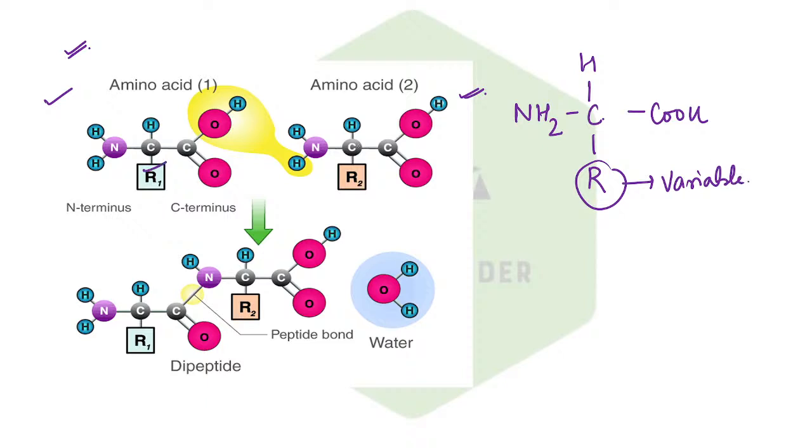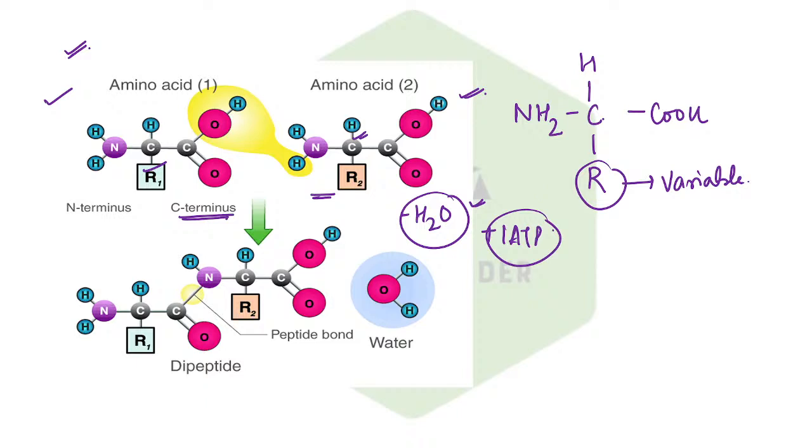Now R, and on the second amino acid also the same thing will be there. From the first side, the C terminal will be participating. From the second side, your N terminal will be participating. With the participation of these two groups, you will be having the elimination of one water molecule. And in addition, one ATP will be utilized in this particular process.